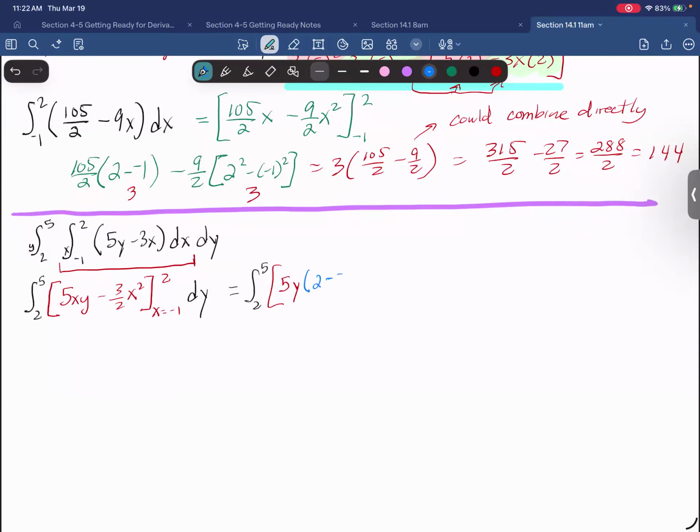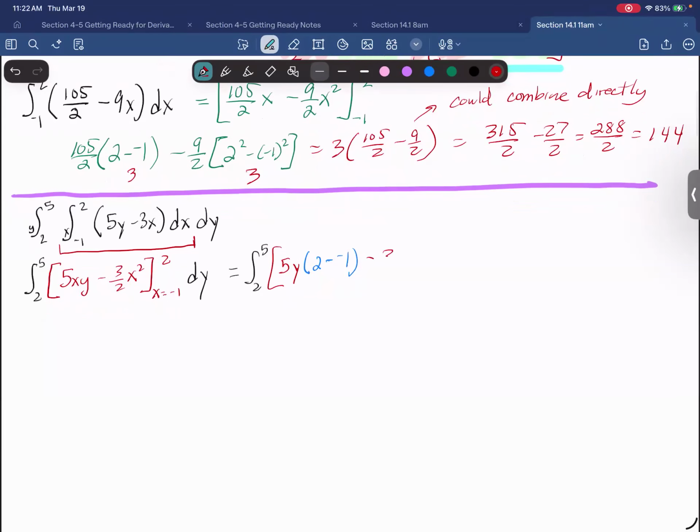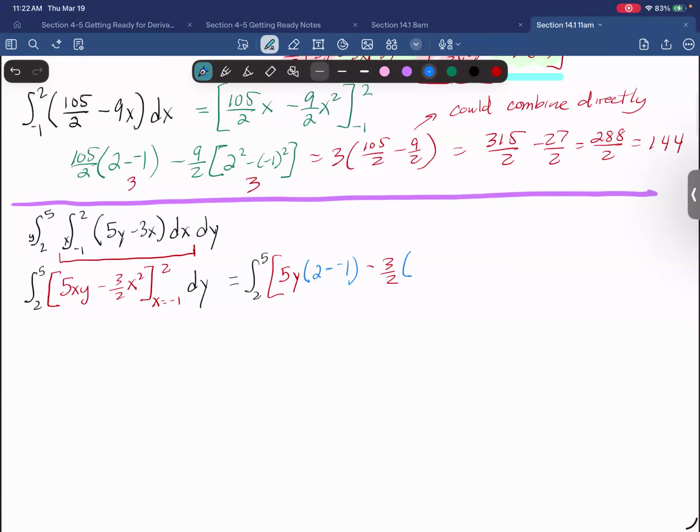2 minus -1. And then I have minus 3 halves, 2 squared minus -1 squared. I'm looking at 2 minus -1 is 3. 3 times 5 is 15. So 15y minus 2 squared minus -1 squared. 4 minus 1 is 3, times 3 halves is 9 halves.